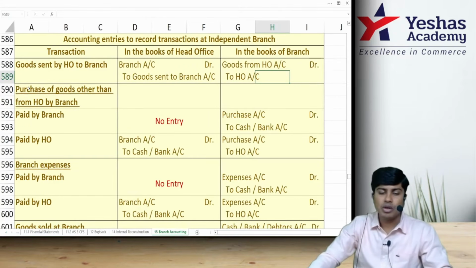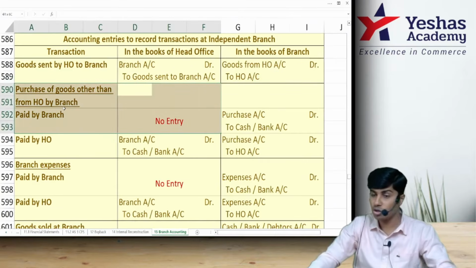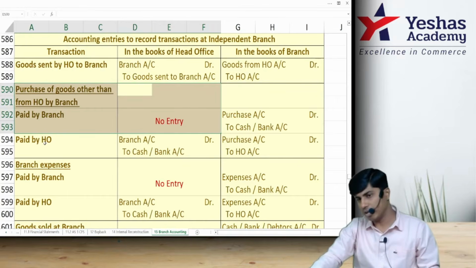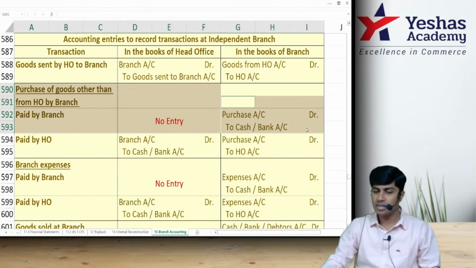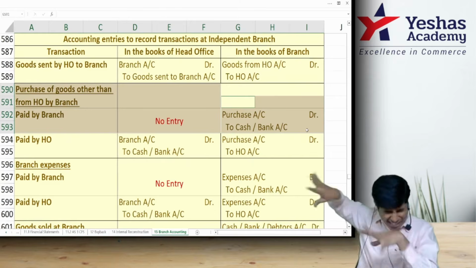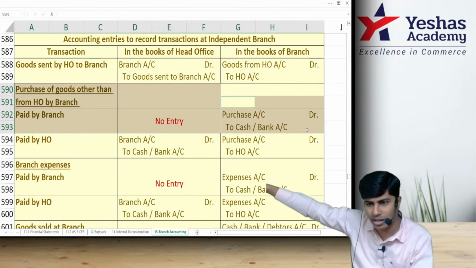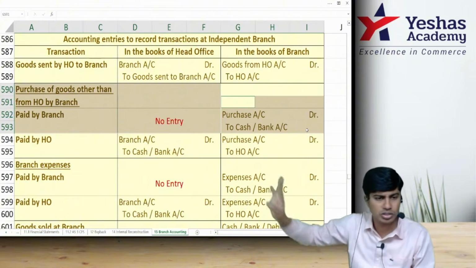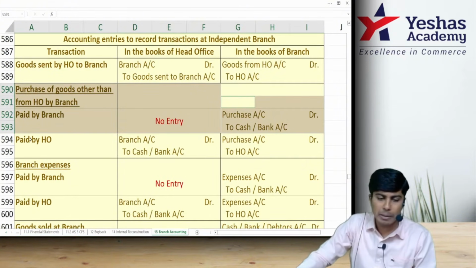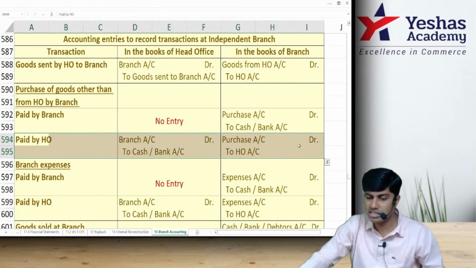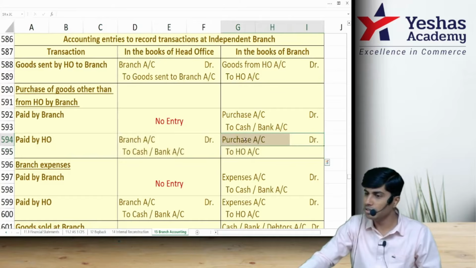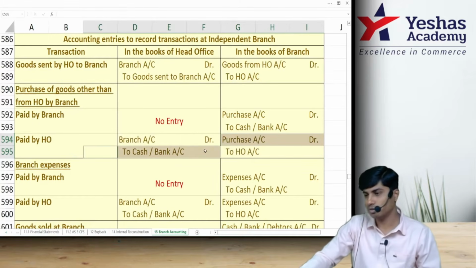Next transaction. The goods are purchased by the branch, not from head office. Directly, it is purchased from somebody. Payment can be made by branch, or payment can be paid by head office. If the payment is made by branch, goods are purchased by branch, head office will write no entry. Branch will write the entry purchase account debit to cash, just a normal entry. Independent books, normal entry. What if the goods are purchased by branch and payment is made by head office? Very simple. Branch will write purchase account debit and it will inform the head office to credit cash account.